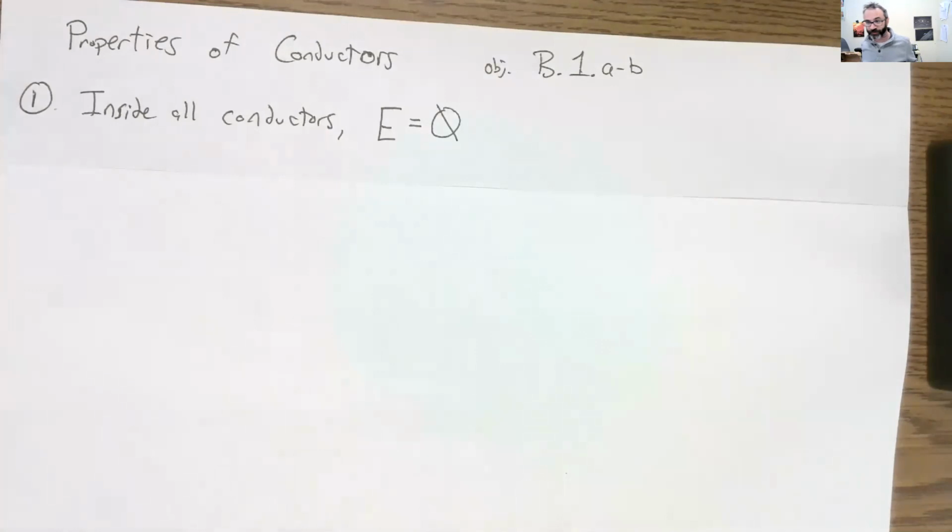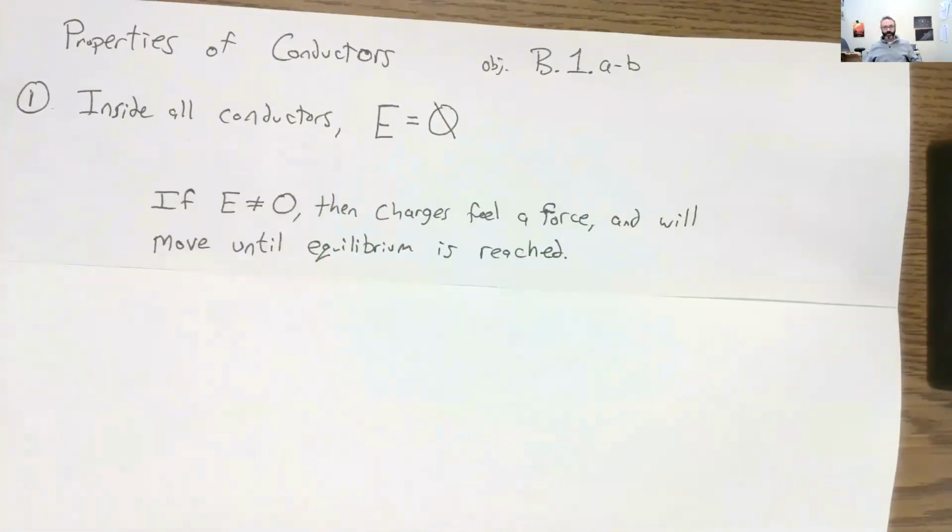All right, and the reason for that, if you think about it, if the electric field is not 0, that means there's a force on the charges, right? And since you're in a conductor, remember, what makes something a conductor is that the charges, the electrons, are free to move. They're not strongly bound to the specific atoms they're on. So if a charge in a conductor feels a force, it's going to move.